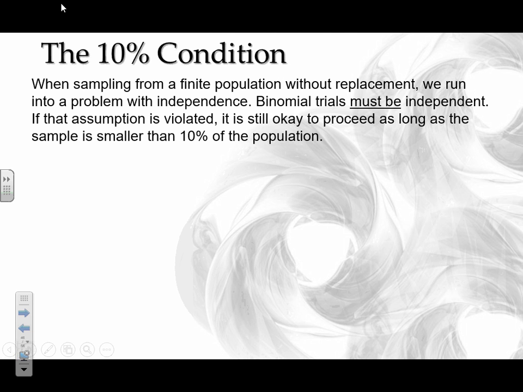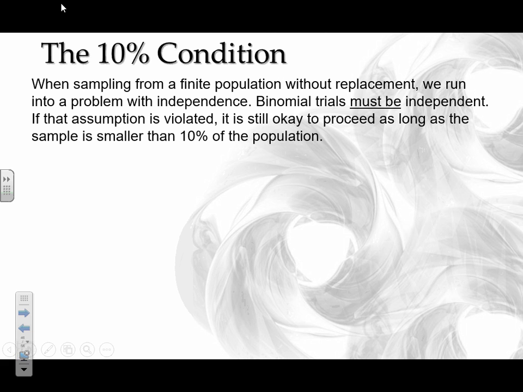So let's say we're doing something with KLHS here. There are roughly 1,600 kids, right? So let's say we had 1,500 kids here. As long as I sample less than 150 students, so 150 would be 10% of 1,500. Everyone agree with that? So if I'm going to sample less than 150 students, then by removing those students from the population, I'm not changing my overall probability enough for it to affect my overall calculations.